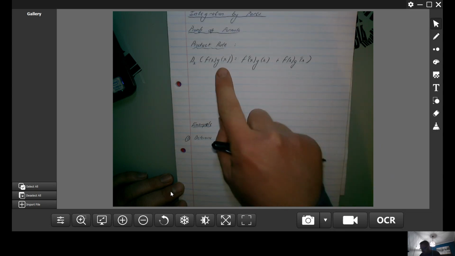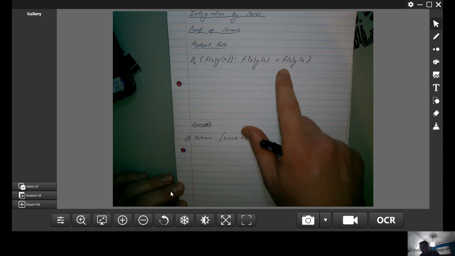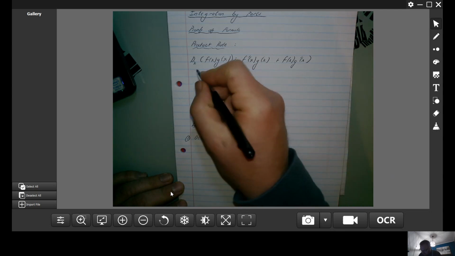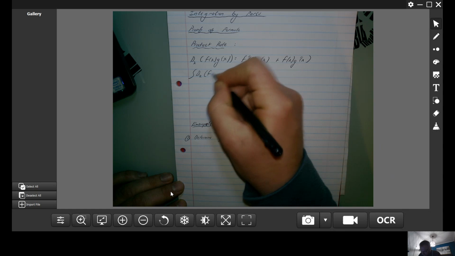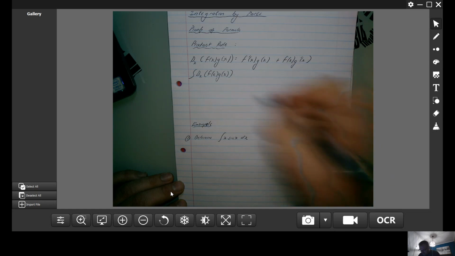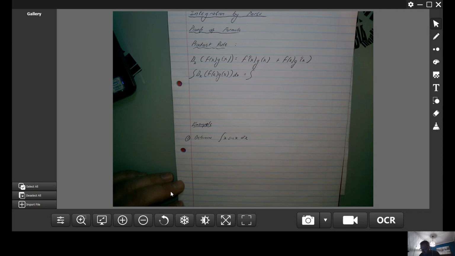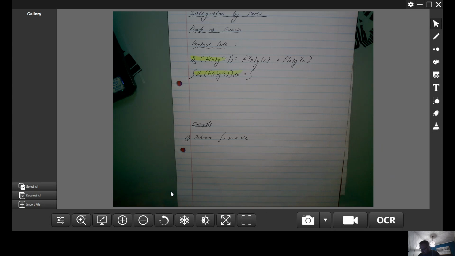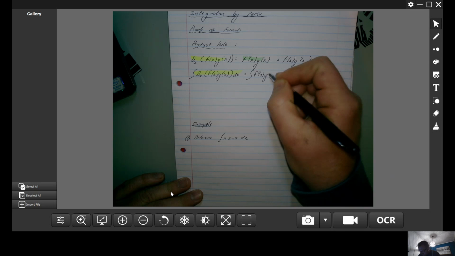So the product rule says the derivative of f of x g of x is equal to, we know this well, f dash x g of x plus f of x times g dash x. Right. So all we do to get the parts formula is integrate everything. So we have the integral of the derivative of f of x g of x with respect to x is equal to, so integrate this bit, the integral of f dash x g of x.